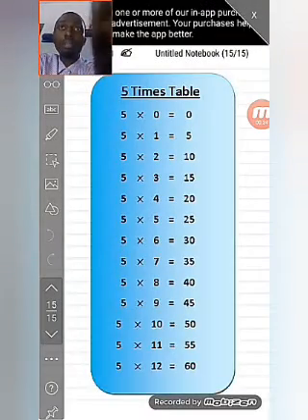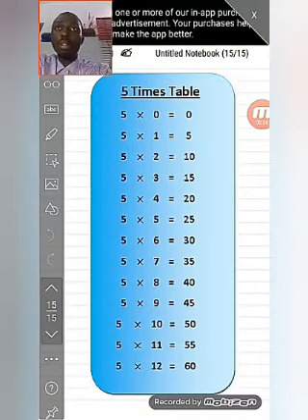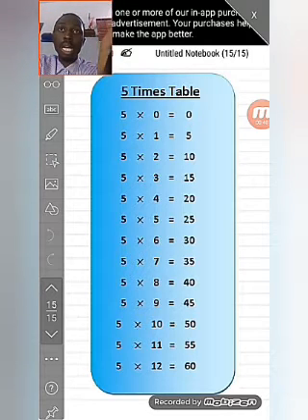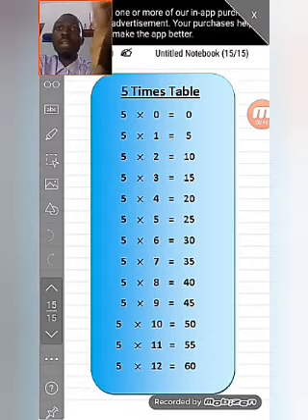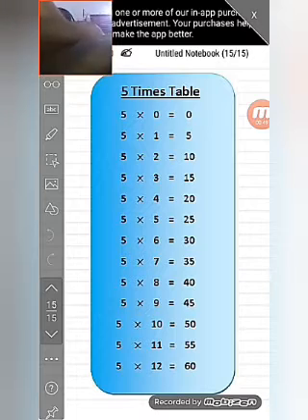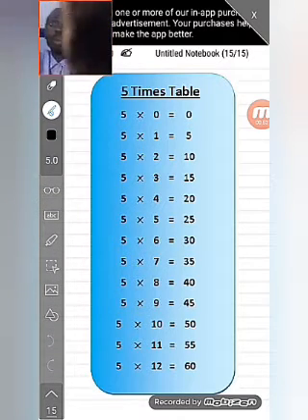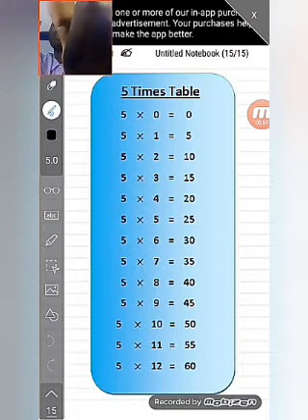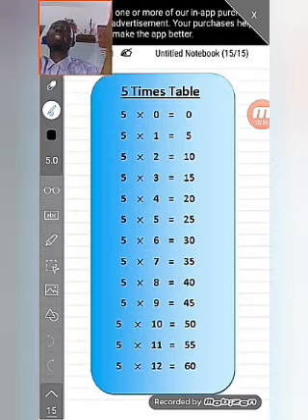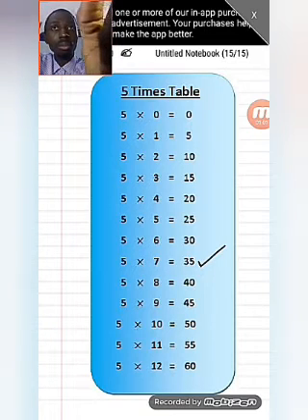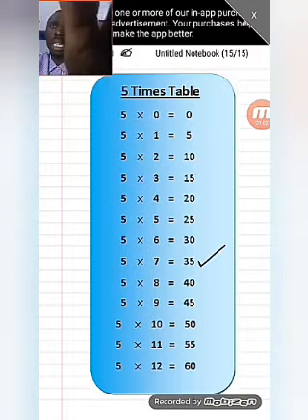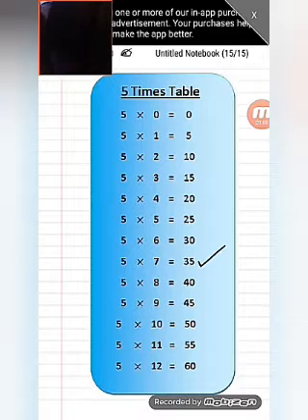5 times 1 is 5. 5 times 2 is 10. 5 times 3 is 15. 5 times 4 is 20. 5 times 5 is 25. 5 times 6 is 30. 5 times 7 is 35. We have 35 here. Remember, we are saying 35 divided by 5, so we're looking for what 5 will multiply by to get 35. We found 35 here. What is 5 multiplying by to get 35? It is 7.